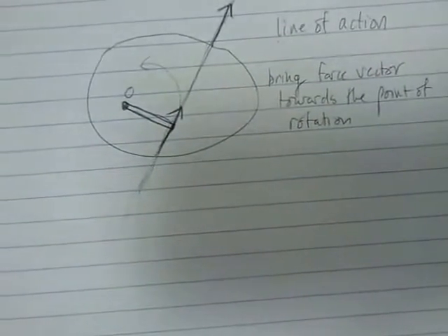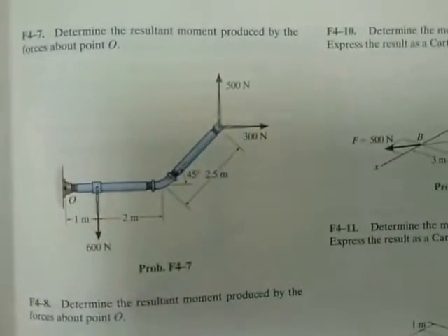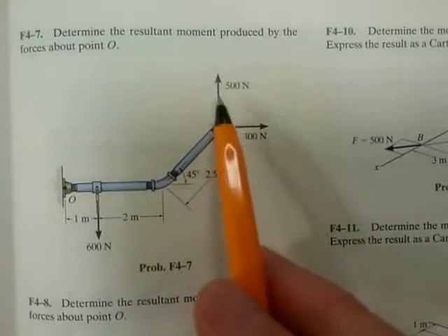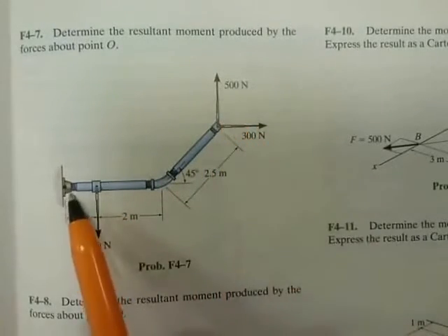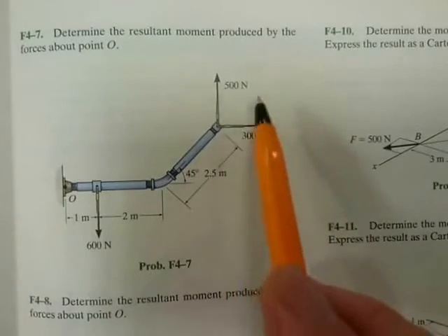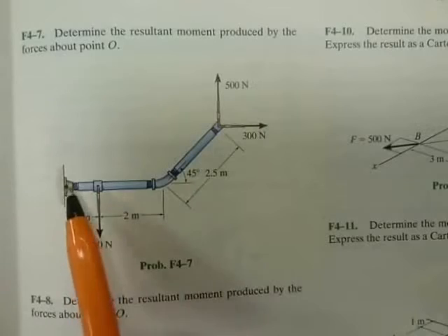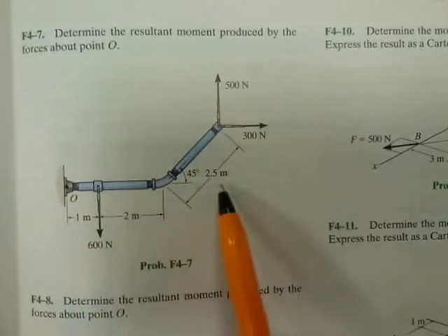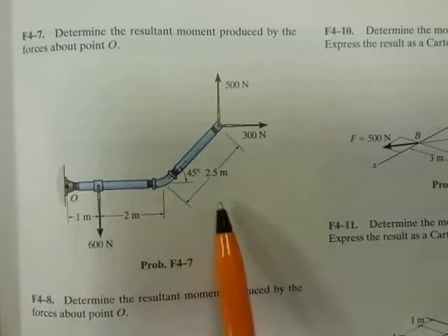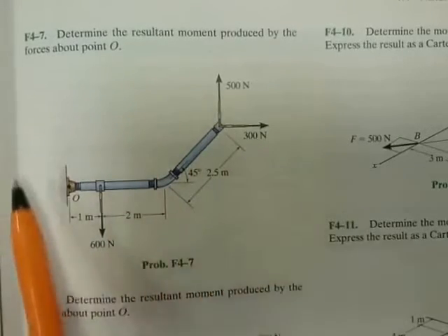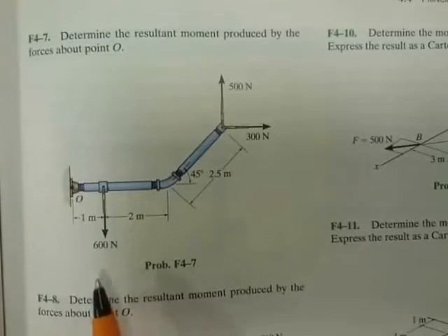So let's have a look at some of these examples here. What is that going to cause? That 500 Newton, about point O, is going to cause an anti-clockwise rotation, right? Because if you take a beam over here, you bring this force down here, and you apply it up, it's going to cause this beam to go in an anti-clockwise direction.